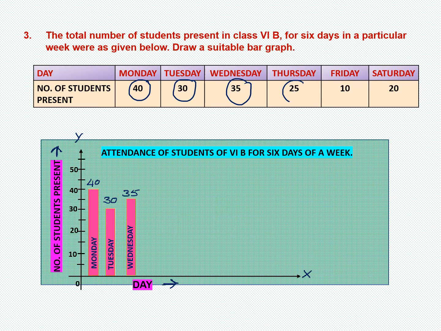Now Thursday, it's 25. Now where is 25 here? Again, 25 is between 20 and 30, the line that you can see.